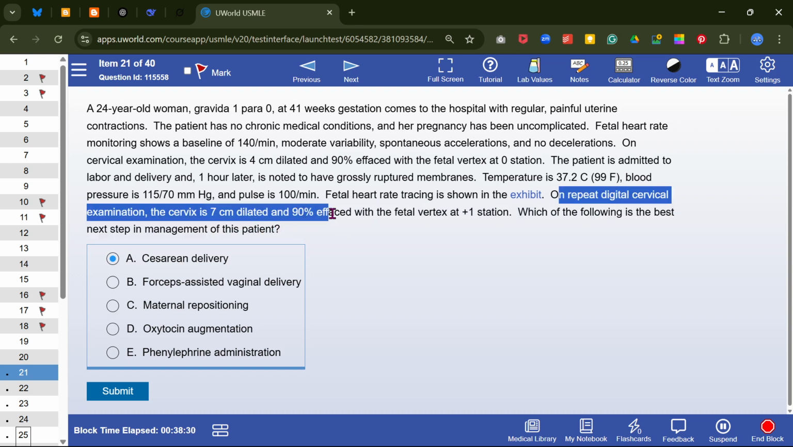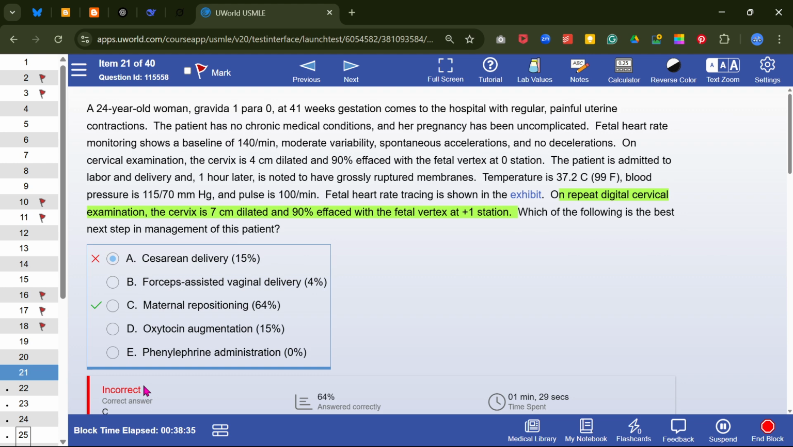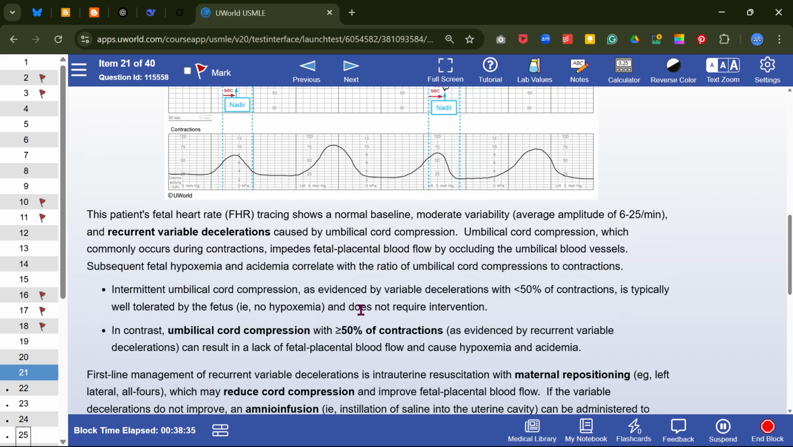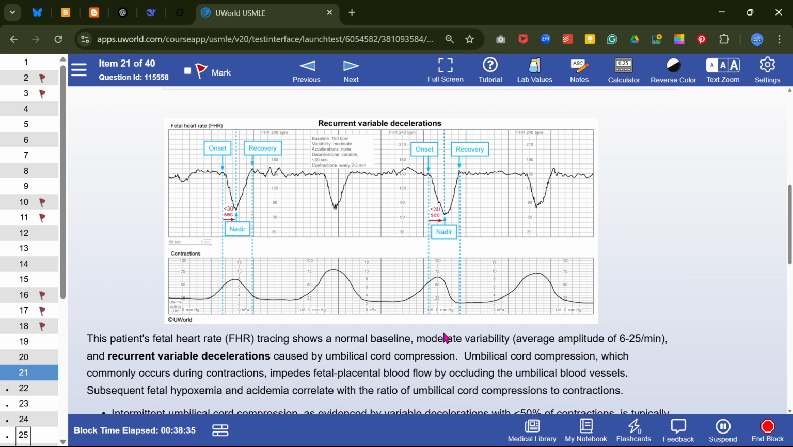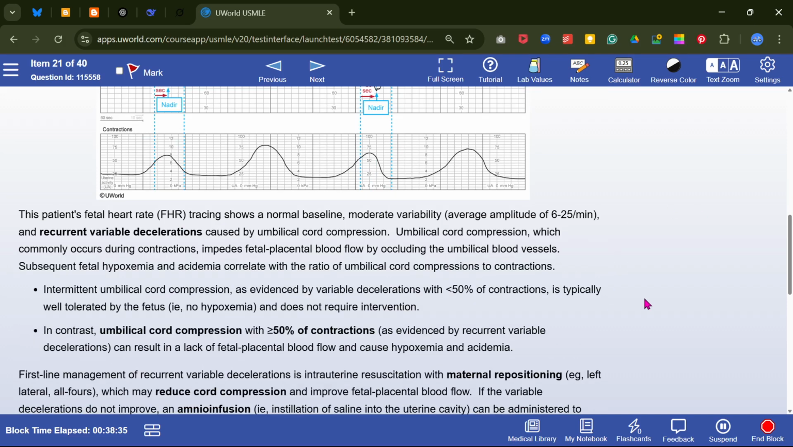On repeat examination, cervix is 7 centimeters dilated. This patient's fetal heart rate tracing is showing a normal baseline, moderate variability, and recurrent variable decelerations caused by umbilical cord compression.